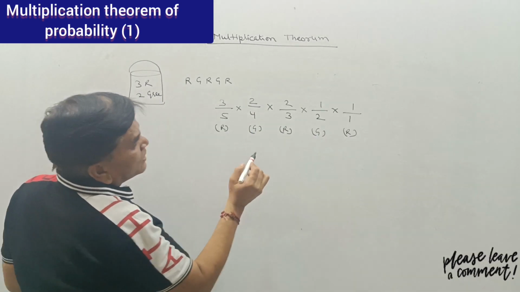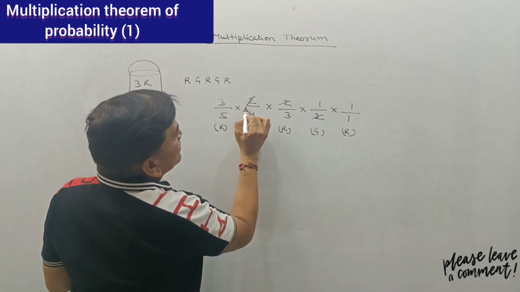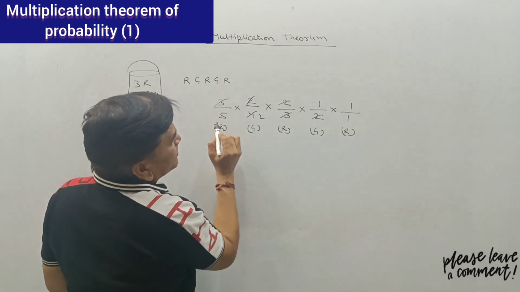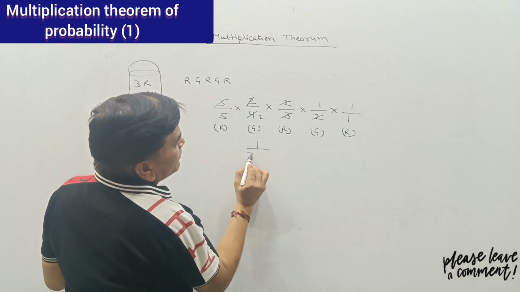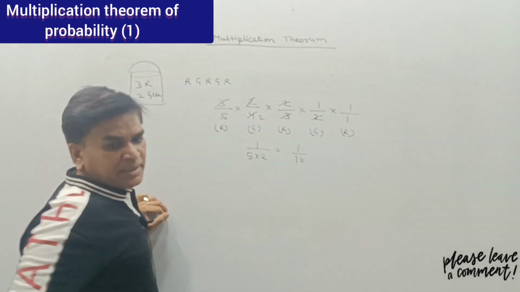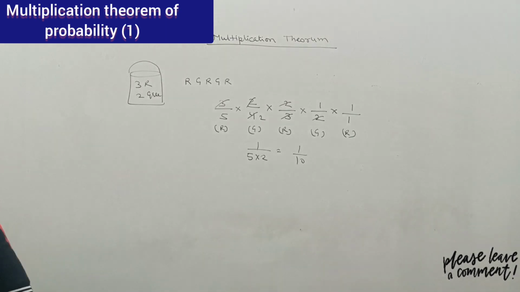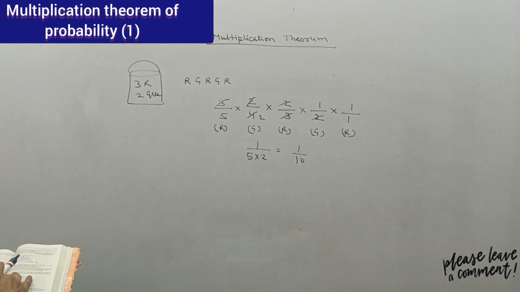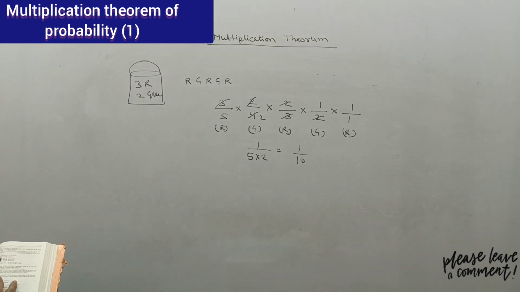So solving this, 2 cross by 2, 2, 3 cross by 3. So 1 by 5 multiplied by 2, that is 1 upon 10. So the probable answer is 1 upon 10.